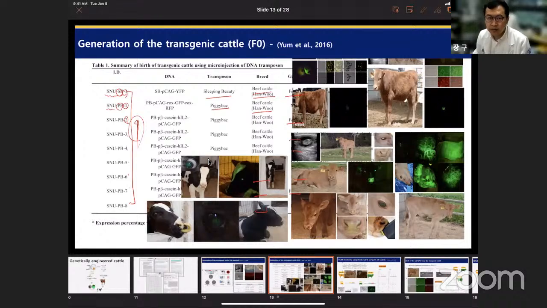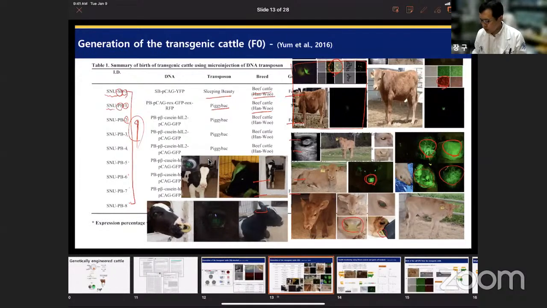This is the representative image I captured from the journal. Take a look: YFP, yellow protein, and green protein, and another green protein in the nose, intestine, spleen, heart, liver, also nose, tongue, and all of the tissue. They express the green fluorescence gene. It means the gain of function works well in the beef cattle system.